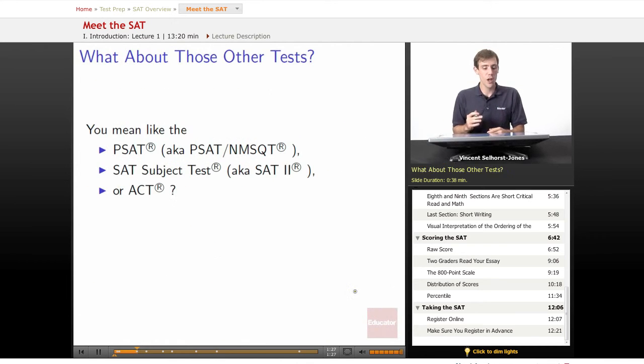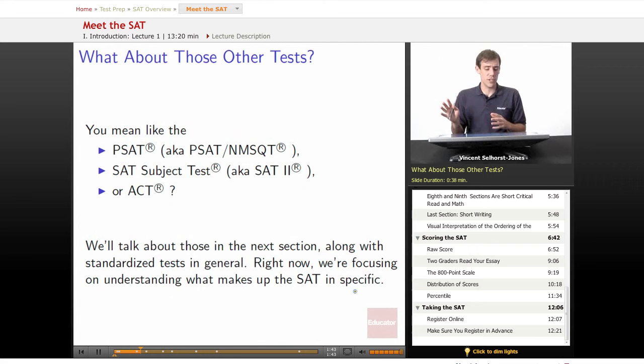What about those other tests? You mean tests like the PSAT, also known as the PSAT/NMSQT, the SAT Subject Test, aka the SAT-2, or the ACT? Man, that's a lot of acronyms. Yeah, there are a lot of other standardized tests out there, and we're going to talk about those in the next section, and standardized tests in general. Right now, though, we're focusing on understanding what makes up the SAT specifically. So if you want a better understanding of these other tests, or some other standardized test, check out the next lesson where we'll talk more about them. But right now, we're going to talk about the SAT specifically and understand what we're up against with it.